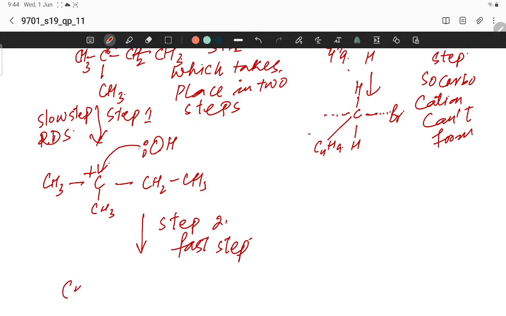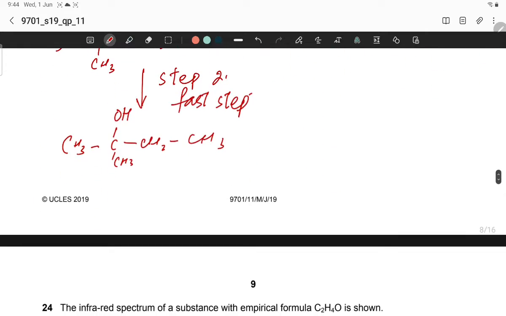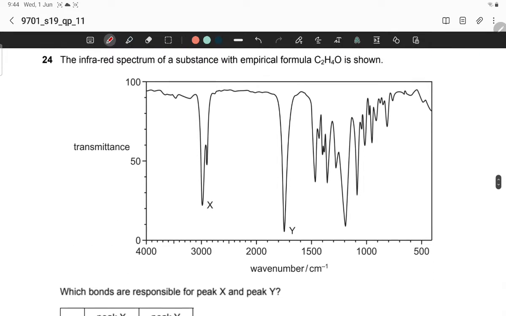To form CH3 OH CH2CH3. So D must be correct. Question number 24.